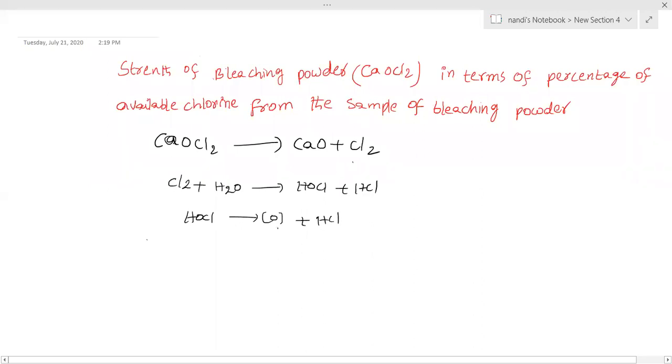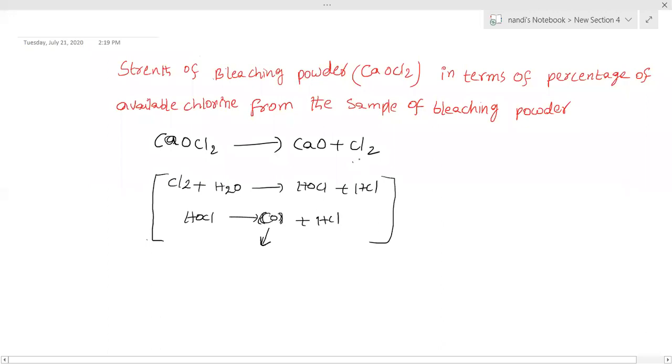So this is the highly active species. It can react with germicides, whatever things are there, and they can be killed. When nascent oxygen reacts with those germicides, anything, those are going to be killed. That's why this acts as an oxidizing agent. This is secondary, but here our target is how much chlorine is provided by bleaching powder. That's why we are going to calculate.